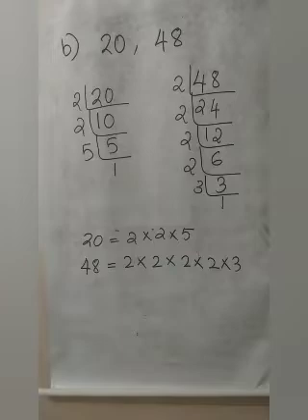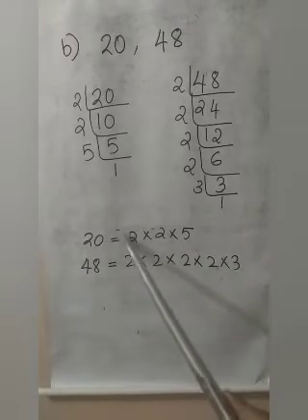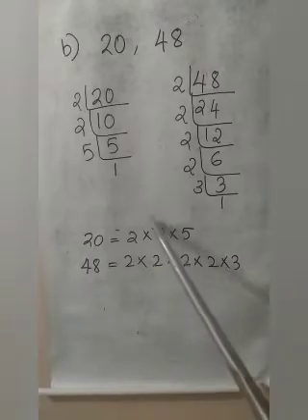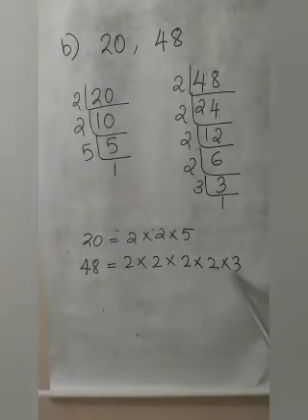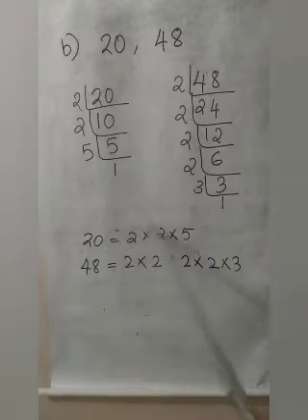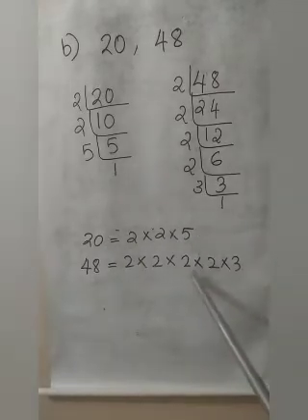So take what is common only here. Here we have one set of 2 common. Again, one set of 2 is common. Now nothing here. There is another set of 2, but we don't have it in 20. Here we have 5, but we don't have it in 48.